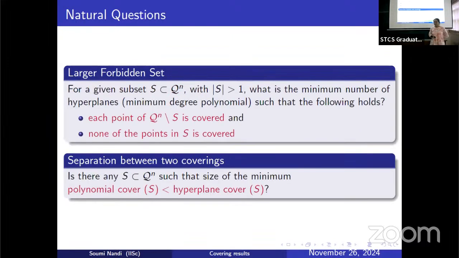Are the results existential or constructive? Constructive also. Here you can take any high degree polynomial and let S be the zero set of that polynomial. That will be the minimum degree, so a single high degree polynomial is better than a product of linear polynomials. It is also a multilinear problem.